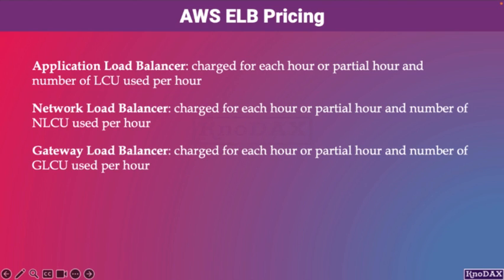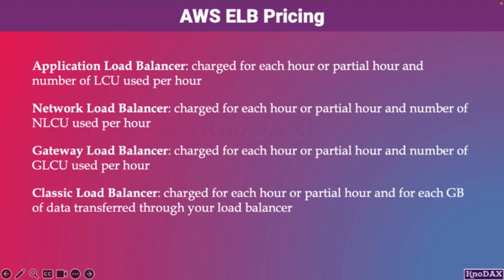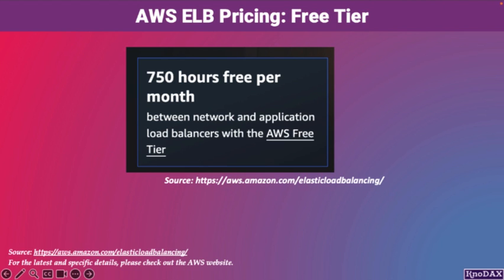For Gateway Load Balancer, you are charged for each hour or partial hour that a gateway load balancer is running, and the number of gateway load balancer capacity units, GLCU, used by gateway load balancer per hour. For Classic Load Balancer, you are charged for each hour or partial hour that a classic load balancer is running, and for each GB of data transferred through your load balancer. Finally, in the free tier, upon sign-up, new AWS customers receive 750 hours per month that is shared between network and application load balancers.